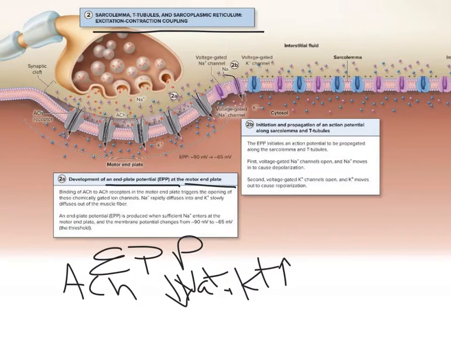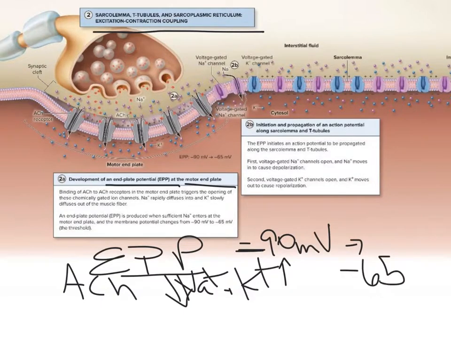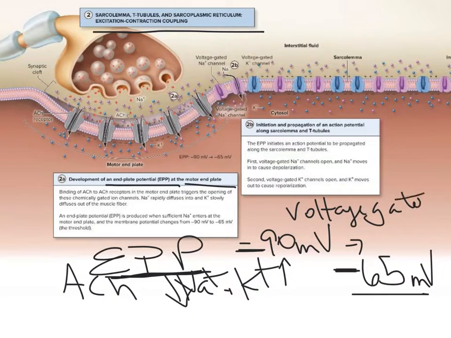That EPP is a change in the resting membrane potential, and you go from about minus 90 to about minus 65 millivolts. So the inside is becoming less negative or more positive by going from minus 90 to minus 65. And that change is your end plate potential. That change, getting to minus 65, is what will trigger the voltage gated sodium and potassium channels to open.